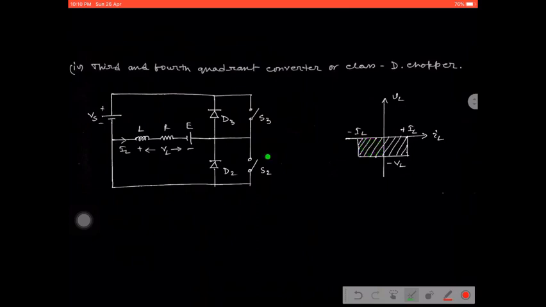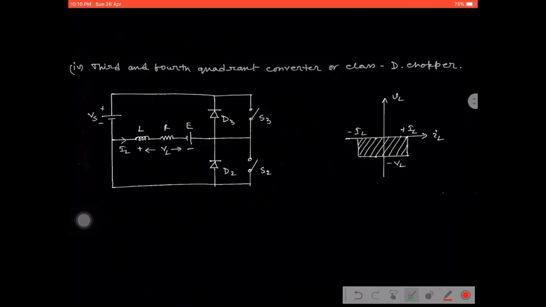Another part: when the switch S2 is closed, meaning on, then the current starts flowing from this part to this part. Then the inductor gets charged, and the polarity is this one positive, this one negative. In this way, with respect to the reference current from left hand side to right hand side, the current direction is the same. That is why it will cover the positive direction of the current. And the supply is negative, the back EMF, that is why it will cover the fourth quadrant operation.